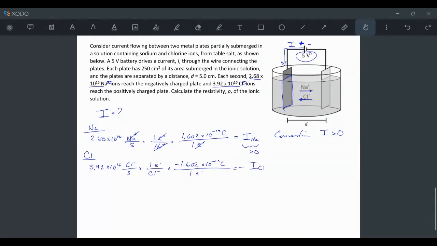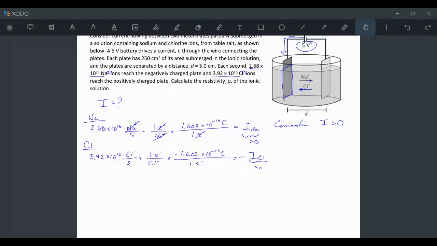what I'm calling ICL. So this is the current. This is kind of the magnitude of the current carried by the chloride ions. This is just kind of like a scalar, and I'm leaving the minus out front to tell us that it's a negative charge carrier. So let's look at what's going on here in terms of the arrows, the way the sodiums and the chlorine are going. We want to figure out what the total current is, because some of the current's being carried by positive charges, some of the current's carried by negative charges.